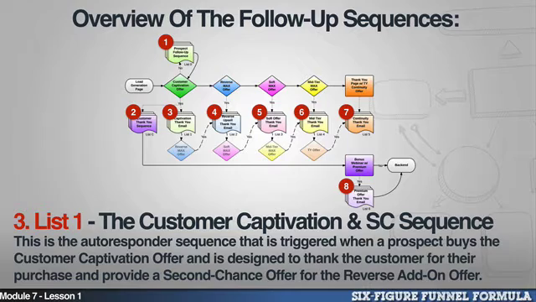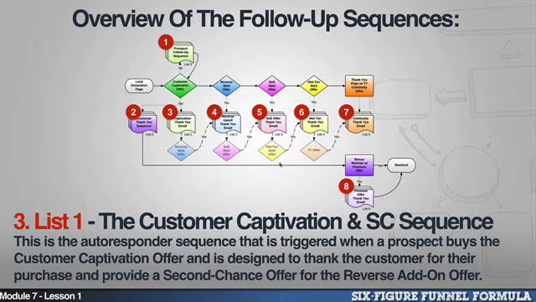And so this is the autoresponder that is triggered when a customer buys the customer captivation offer and quickly thanks them for their order. But then this is the sequence right here that is designed to get them to take advantage of the reverse add-on offer, right? The reverse upsell offer, if you will. And so the thing that I want you to understand is that if they take advantage of the reverse add-on offer, they will not get this sequence, right? They're still in the thank you sequence, the main thank you sequence over here regardless, but they will not get this second chance sequence.